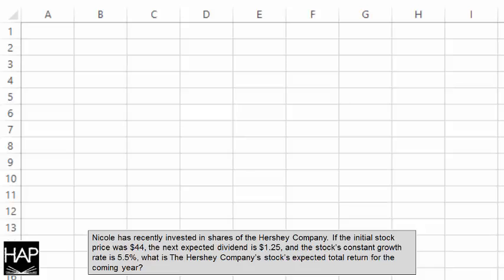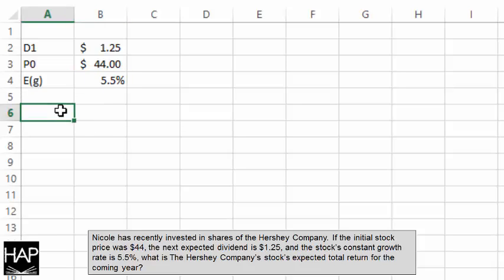In order to solve this problem using Excel, I'm going to begin by putting in the information that I already know. I know that the expected dividend payment for the Hershey's Company, which is D1 in the formula, is equal to $1.25. I also know that the current stock price is $44. And finally, the expected growth rate is 5.5%. That's the constant growth rate, which is why we're using the constant growth model.